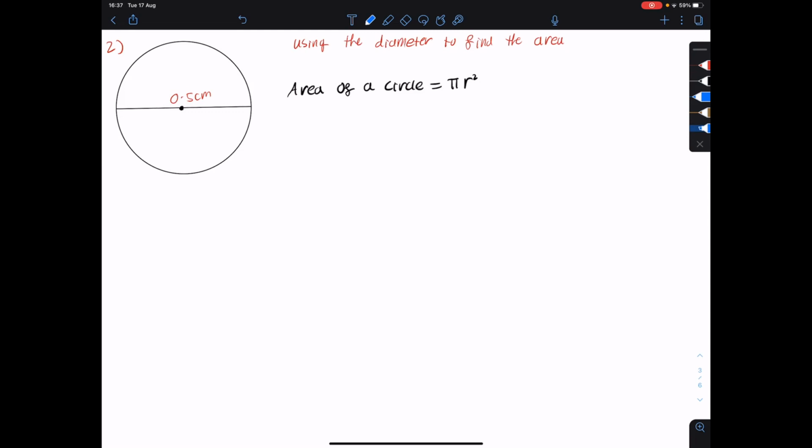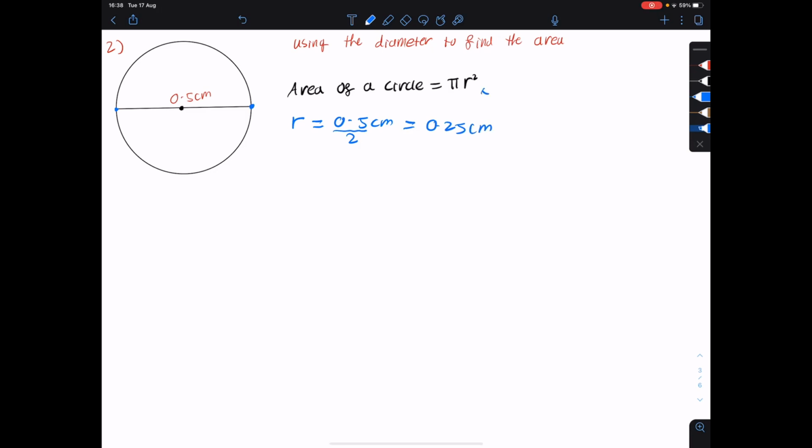Okay, so in our next example, we're asked to use the diameter to find the area of the circle. Well, we know that the diameter is 2 times the radius because the diameter measures the distance from one side of the circle to the other side of the circle going through the centre point. So here we have the radius, or just r, as 0.5 centimetres divided by 2. We just want half of that diameter length, and this is just equal to 0.25 centimetres.